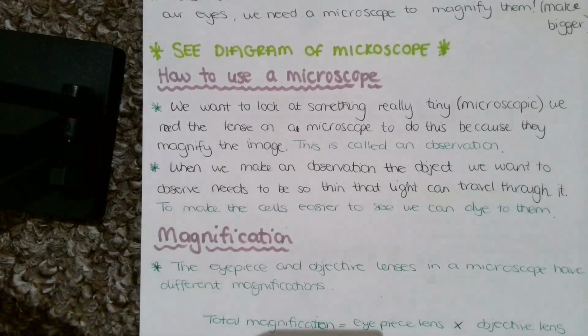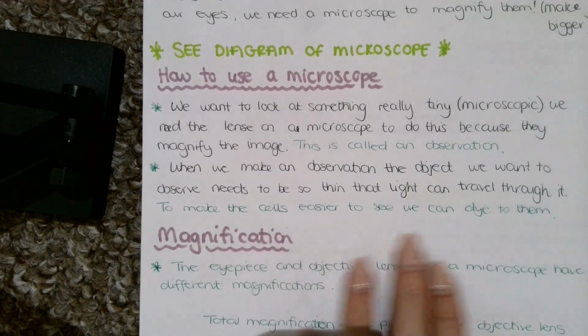Okay, so when we want to look at something really tiny, we use a microscope, and we need a lens on the microscope to do this. When we look at something in the microscope, it's called an observation. When we make an observation, the object we want to observe needs to be so thin that we can see the light through it. And so that we can see cells, we put a dye on them, so it dyes the outside of the cell and the bits in the middle, so we can actually see the different parts of it, and it's a lot easier to see when we have added a colour to it.